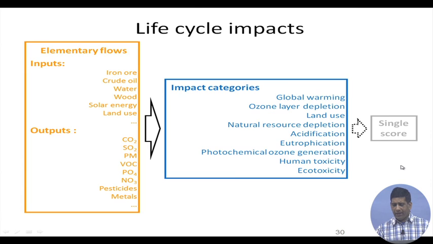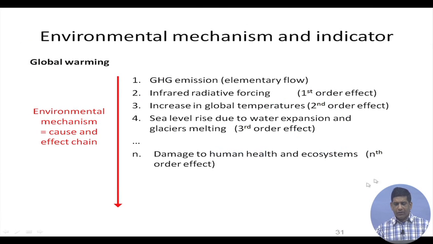So in terms of the impact categories, we had this global warming. We'll look at some of these, the GHG emissions. Again, global warming has an environmental mechanism. There is a cause and effect chain, because once you have the GHG emissions, that's your elementary flow. That leads to infrared radiative forcing. That's the first order effect. That can further lead to an increase in global temperature. That's the second order effect.